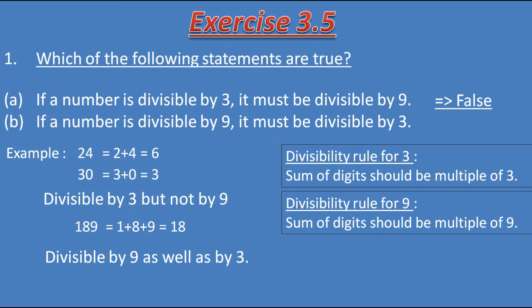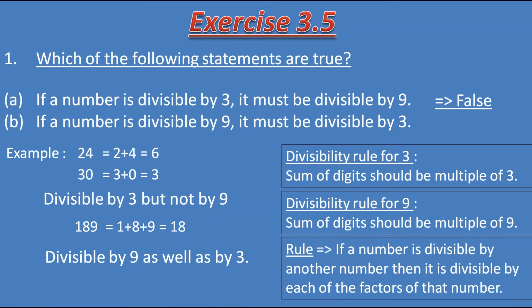Also, we have one rule that if a number is divisible by another number, then it is divisible by each of the factors of that number. And we know that 3 is a factor of 9. Therefore, the second statement, that is, if a number is divisible by 9, it must be divisible by 3, is true, because all the multiples of 9 are multiples of 3.